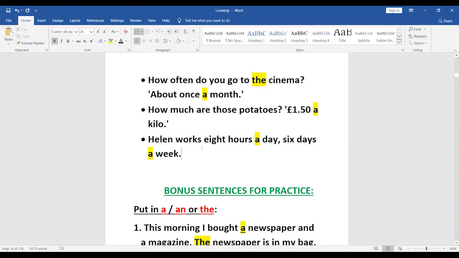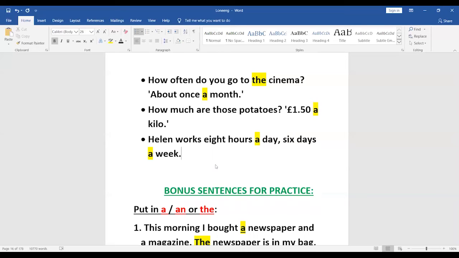Helen works 8 hours a day, 6 days a week, because I'm being very, very general. It's a common working hour. Okay. So we are giving you different scenarios, different situations, different sentences, so that you will know and be able to use these as and when it's required.